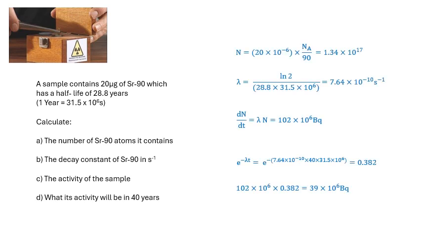Okay, so the first bit is working out the value of n. We know the mass of a mole. The mass of a mole is 90. We know the mass, so we can work out the number of atoms.